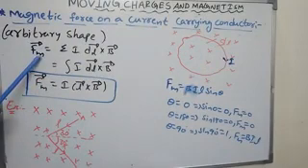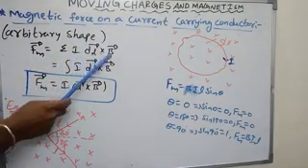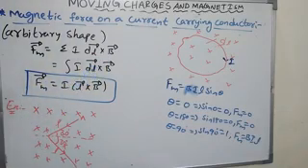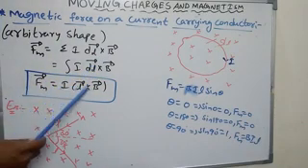You will get Fm bar is equal to the sum of I dl bar cross B bar. You can use integration here: the integral of I dl bar cross B bar. Then Fm bar is equal to I into L bar cross B bar.